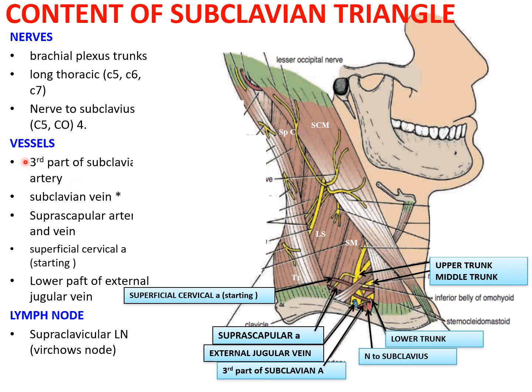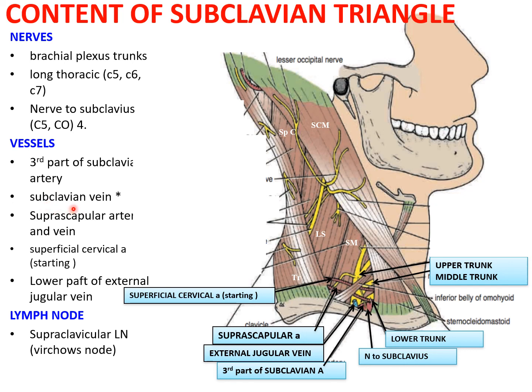So what are the vessels which appear in the subclavian triangle? The most important vessel which appears here is the third part of the subclavian artery. This extends downward and laterally from the lateral border of the scalenus anterior to the outer border of the first rib, where it enters the apex of the axilla and is continued downward as the axillary artery. The subclavian vein usually lies behind the clavicle and does not appear in the subclavian triangle.